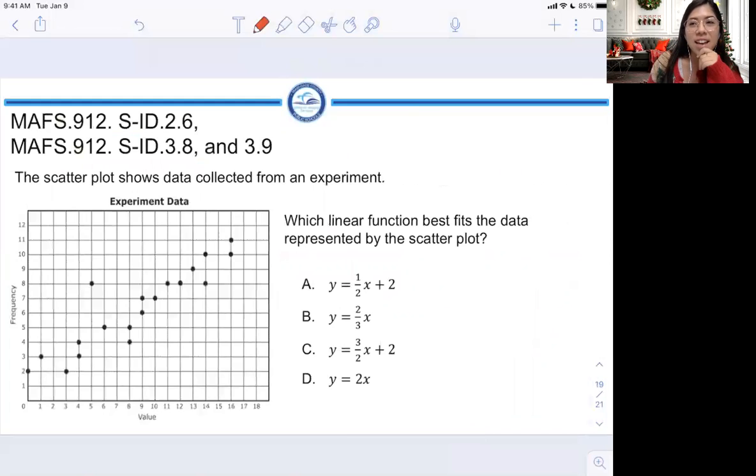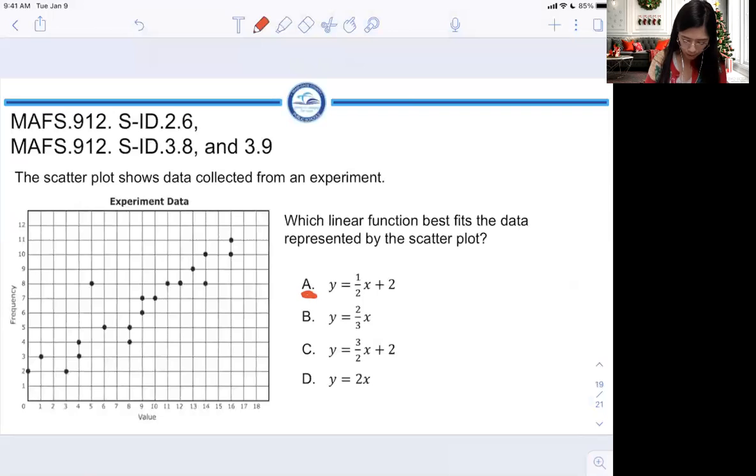All right, here we go. This is our very last problem ever for this. Which function best fits the data represented by this scatter plot? I have a scatter plot, I need to fit the data to it, and I have a few options. So I'm going to graph each option.